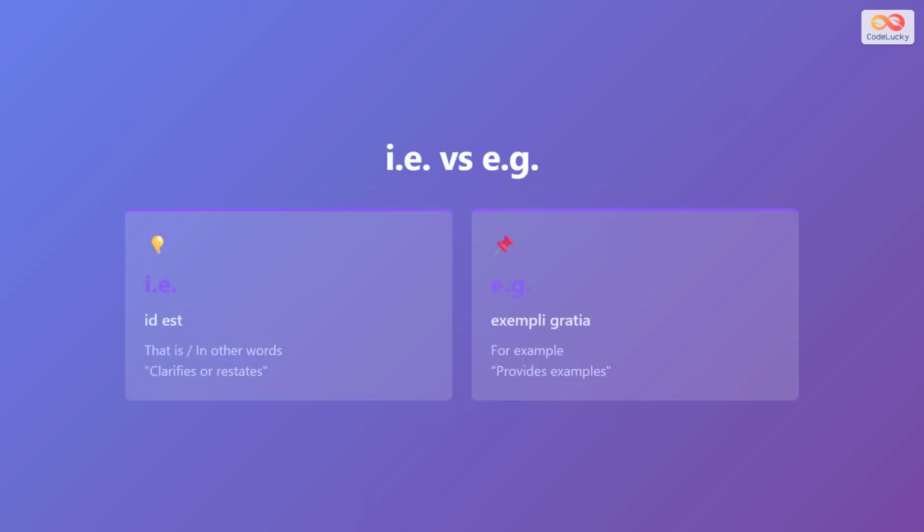Now we come to two abbreviations that often confuse learners. i.e. stands for the Latin term id est, which means that is or in other words. It clarifies or restates what was just said. e.g. stands for exempli gratia, which means for example. It provides specific examples. The key difference: use i.e. to clarify or rephrase, and use e.g. to give examples.